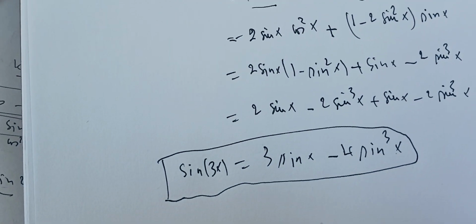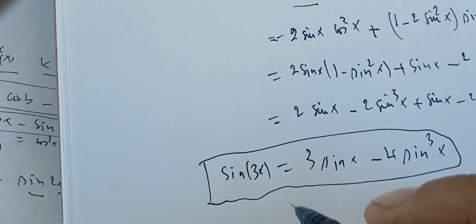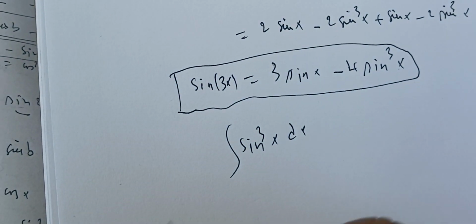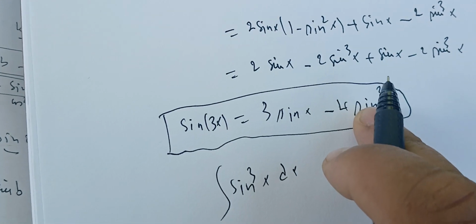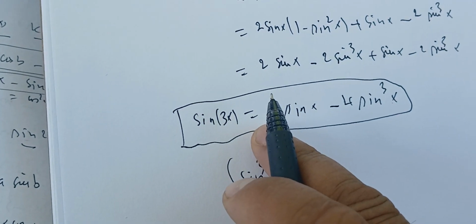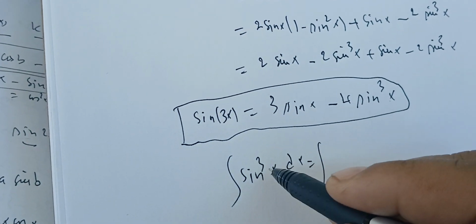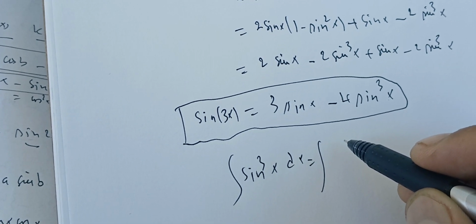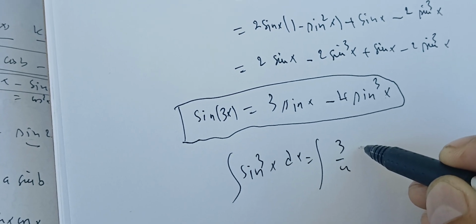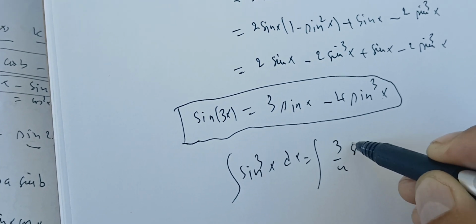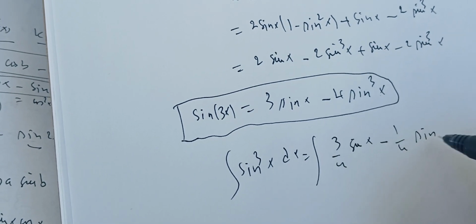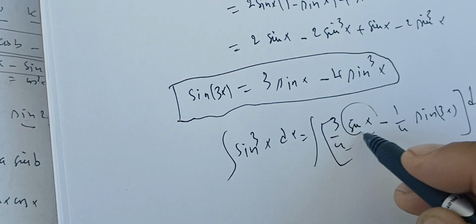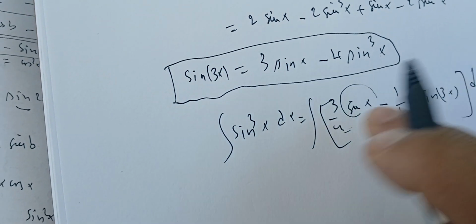Why do I need this? Assume that I want to compute the integral of sine cubed of x. I can solve for sine cubed here to get that this is just the integral of 3 over 4 sine x minus 1 over 4 sine 3x dx. And these are very easy. You know the sine, you know the sine 3x. They're very easy, not like the power.